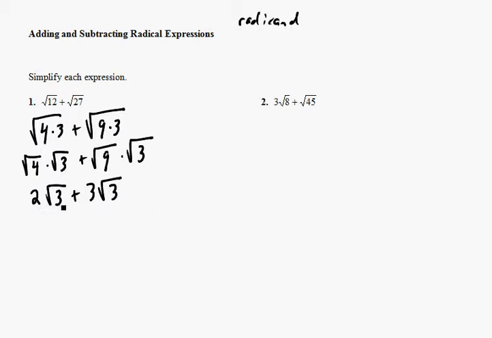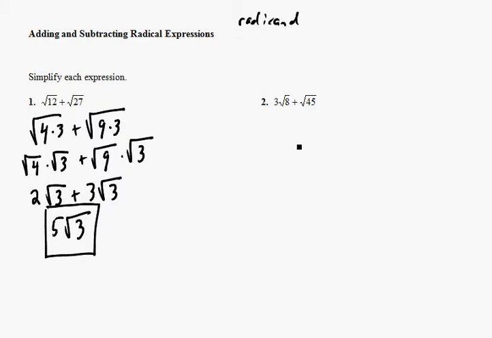Now we have 2 times the square root of 3 plus 3 times the square root of 3. If you have 2 of something plus 3 of something, that gives you 5 of that something. So as long as these radicals are the same, we can add the coefficients. But what's inside of the radical does not change. Just as if we had 2x plus 3x, we would get 5x. 2 times the square root of 3 plus 3 times the square root of 3 gives us 5 times the square root of 3.